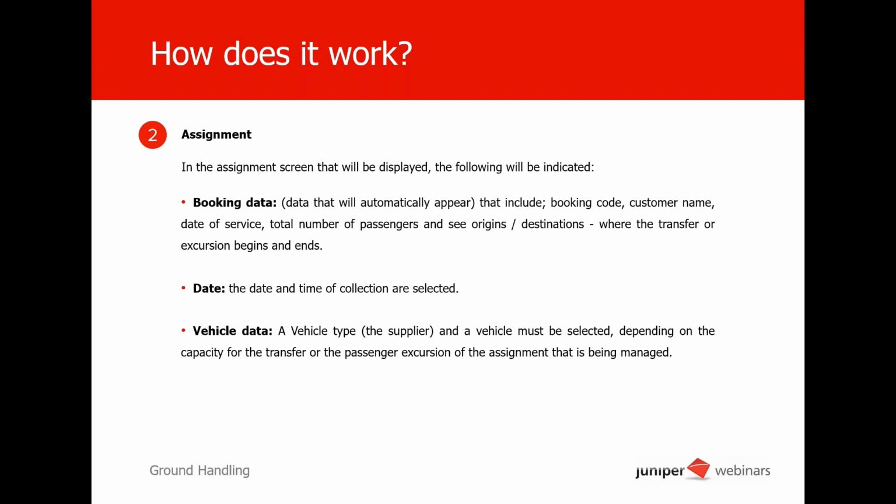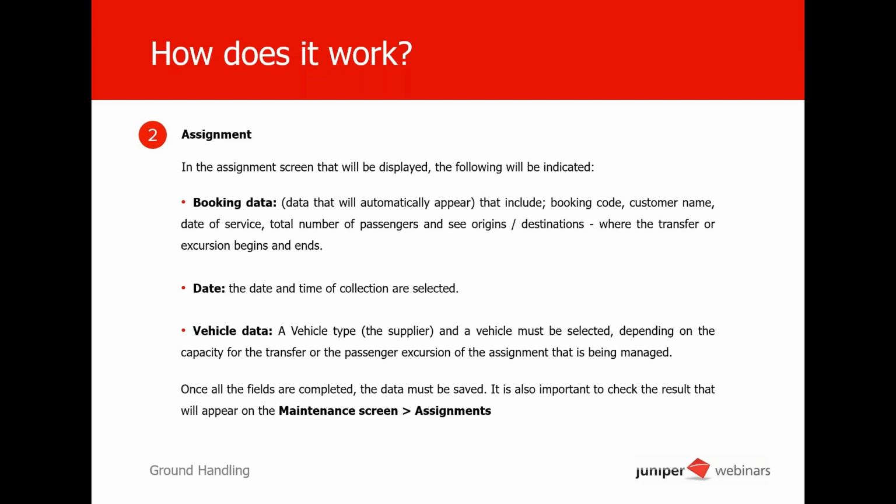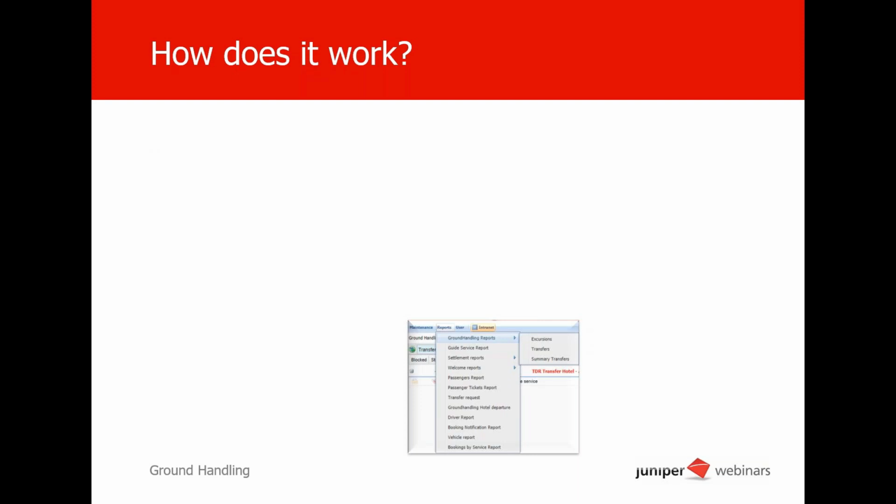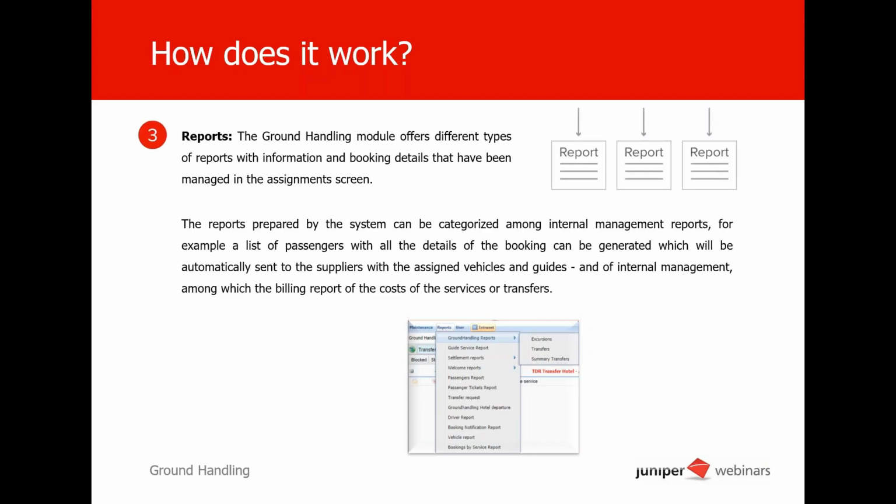Date: the date and time of collection are selected. Vehicle data: a vehicle type, the supplier, and a vehicle must be selected, depending on the capacity of the transfer or the passenger excursion of the assignment that is being managed. Once all the fields are completed, the data must be saved. It is also important to check the results that will appear on the maintenance screens.